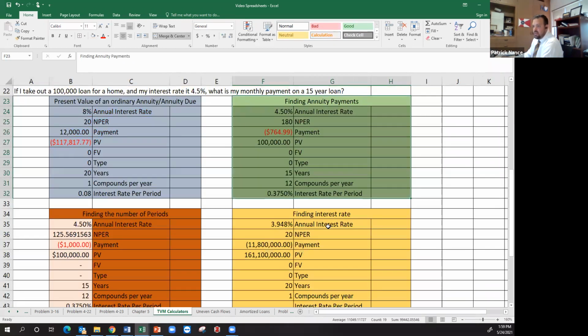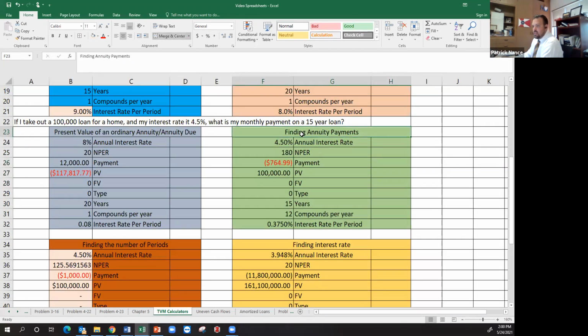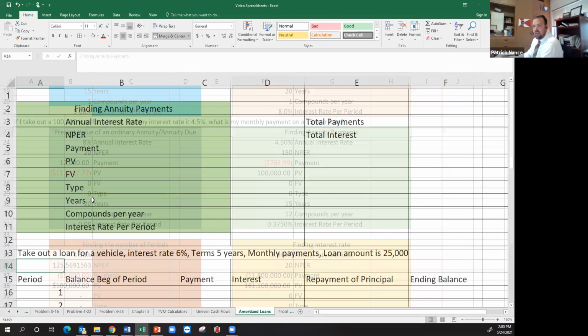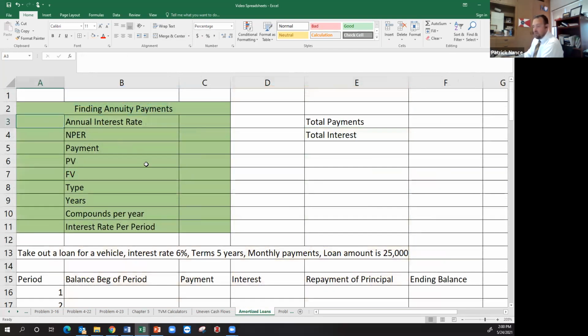I did a different video on how to find a payment on my TVM calculator video. I'm going to do this kind of quickly, but you can find one that says find annuity payments, and that would show you how to do this a little slower. So my annual interest rate is 6%. For my number of periods, I'm going to take my compounds per year times the number of years. My payment, I'm going to look for. My present value is the initial value of the loan, $25,000.